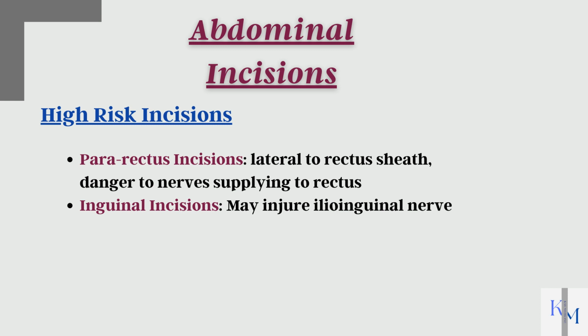Lastly, there are 2 high-risk incisions that you should know. Number 1. Pararectus incisions, which are made at the lateral border of rectus and may cut the nerve supply to it. Second is inguinal incisions due to the danger to the ilioinguinal nerve.